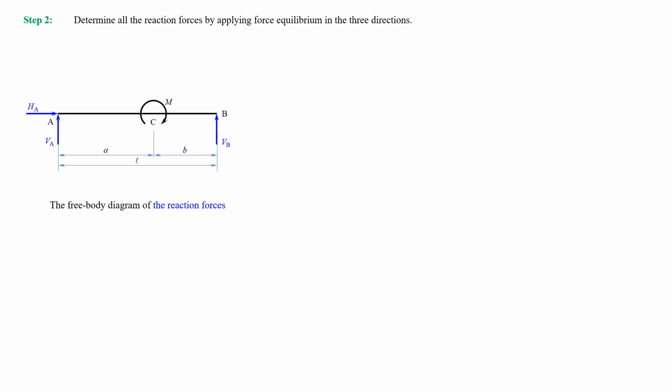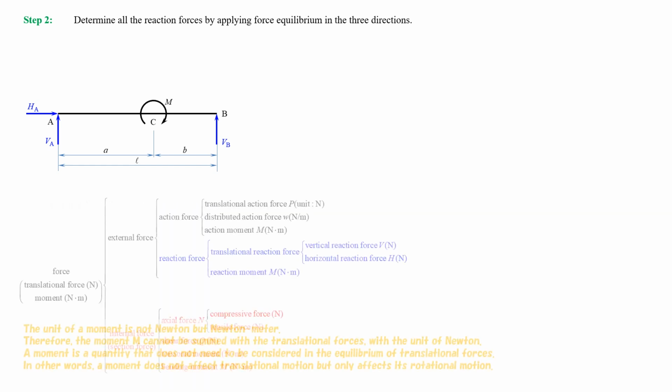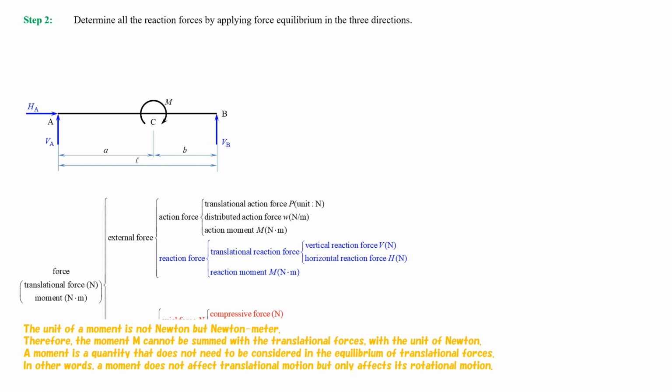Step 2. Determine all the reaction forces by applying force equilibrium in the three directions. The unit of a moment is not Newton, but Newton meter. Therefore, the moment M cannot be summed with the translational forces with the unit of Newton. A moment is a quantity that does not need to be considered in the equilibrium of translational forces. In other words, a moment does not affect translational motion, but only affects its rotational motion.